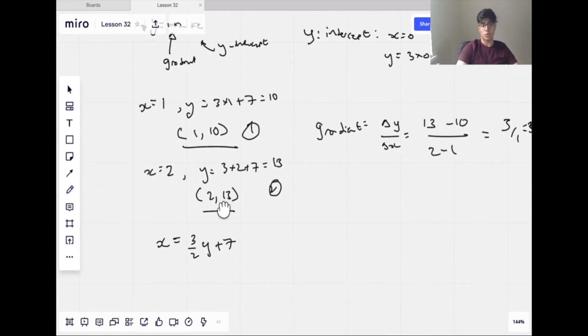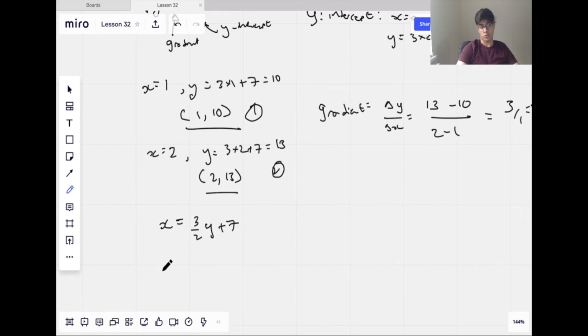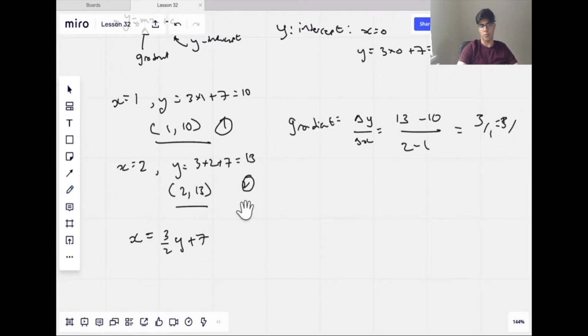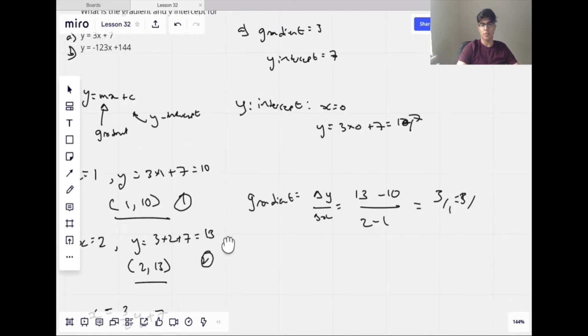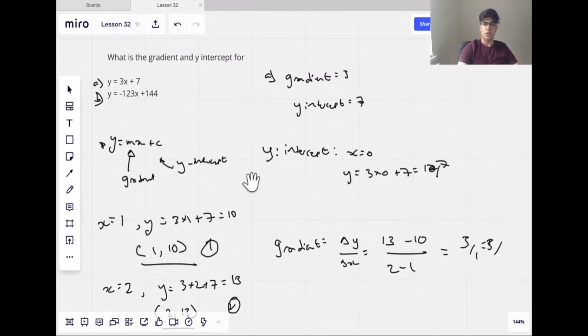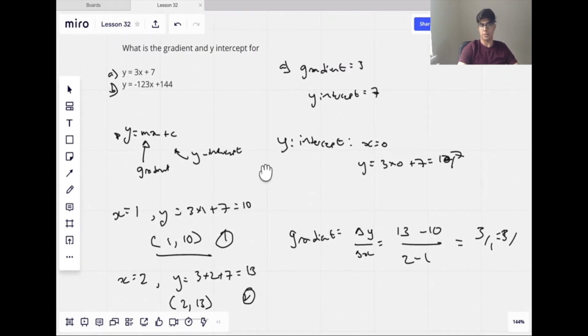In that case, you can just plug in a value for y or x, so say x equals 1, so y equals whatever, or y equals 1, x equals whatever. That'd be the easier way of doing it. And then find the gradient, and then the same thing with the y-intercept. So just remember, going back to basics sometimes if you forget these results. That's why it's so important to know these basics.